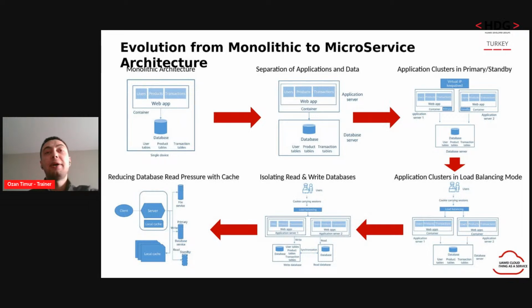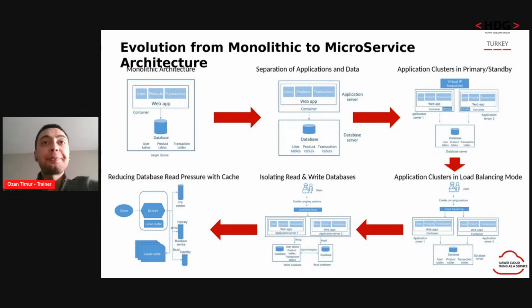And after that, to handle database loads more effectively, we start isolating read and write databases. Instead of overloading a single database with both reads and write operations, we designate a primary database for writes and create read replicas to handle the read requests. This approach lightens the load on our primary database and makes it easier to manage growing data demands.